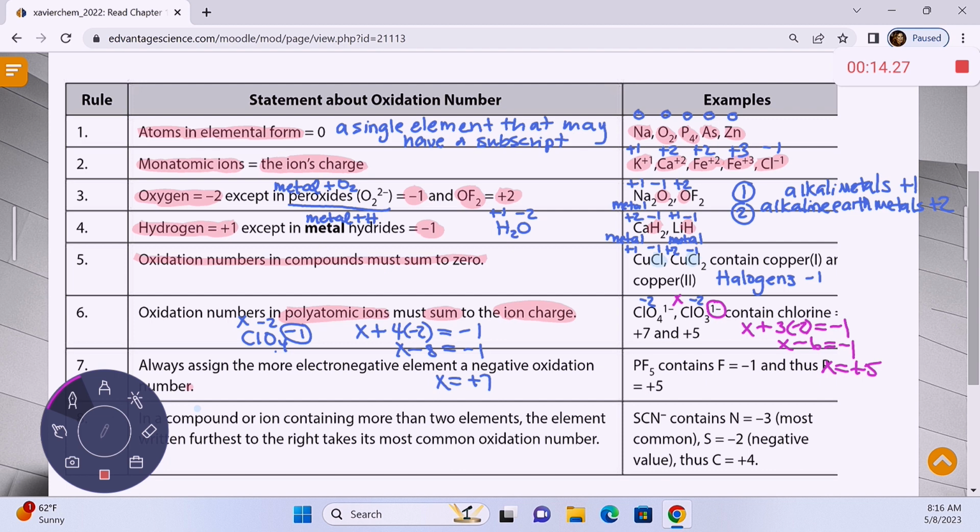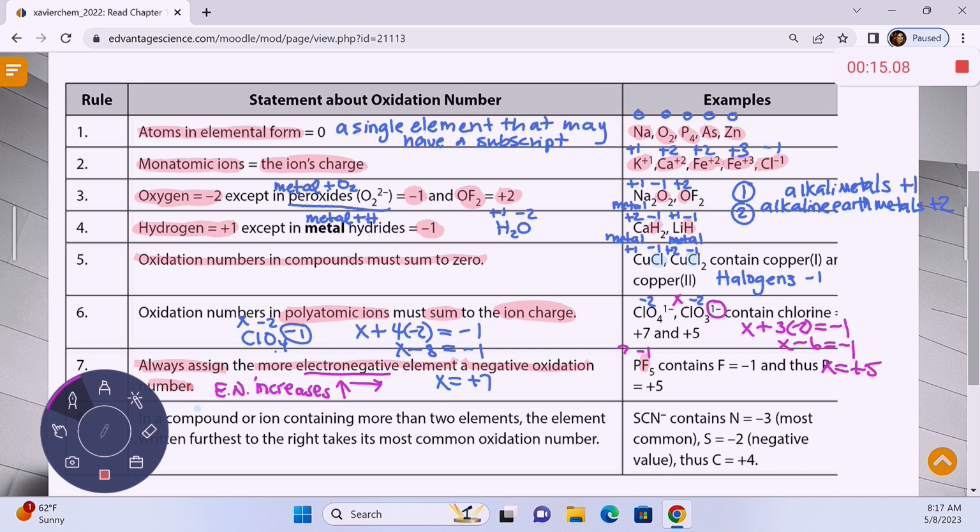Okay? Number 7. Always assign the more electronegative element a negative oxidation number. So this is if you have multiple elements in a compound and you don't know which one to assign first. So here, remember that electronegativity increases up and to the right on the periodic table. So that means fluorine is the most electronegative. So we would assign it its usual charge, which is a -1.